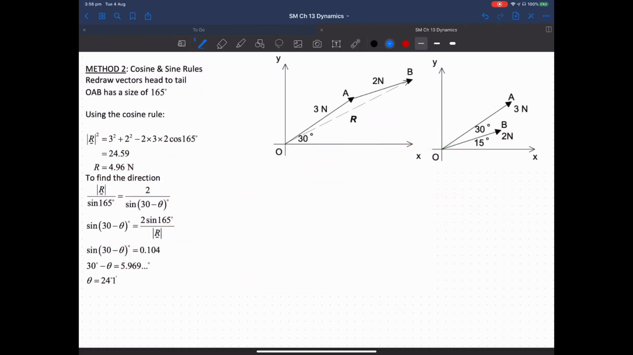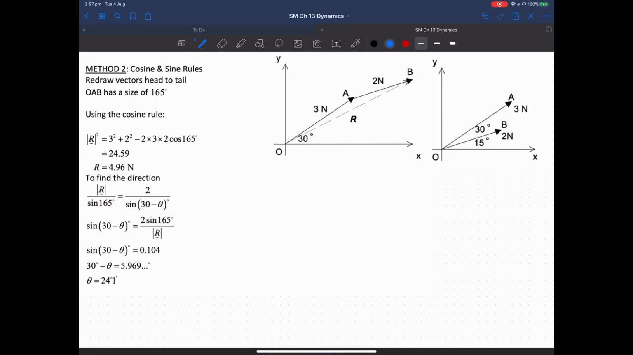The second method uses either the cosine rule or the sine rule. So you take your vectors and redraw those vectors head to tail. So the 3 newton vector, OA, is shown. Then the second vector, OB, has been moved to the head of A. The resultant vector has then been marked in. So, angle OAB is 165 degrees.